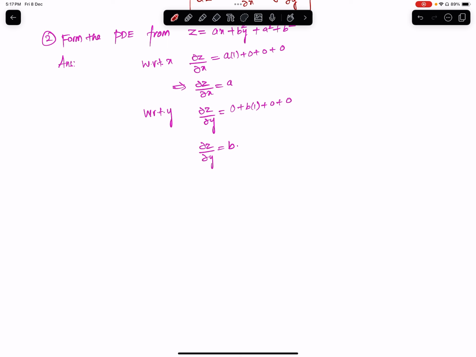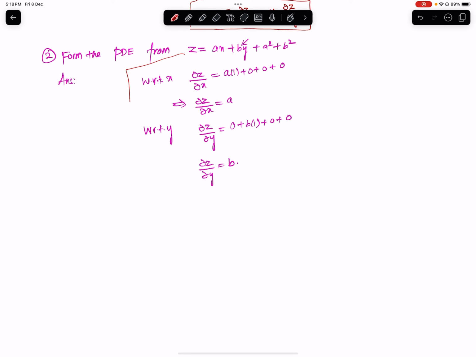You have to take this function and replace the equivalence of a and b. So z is equal to ax plus by, then plus a square plus b square. So z is equal to a, what is a? A is dou z by dou x. So dou z by dou x plus, what is b? We have dou z by dou y.